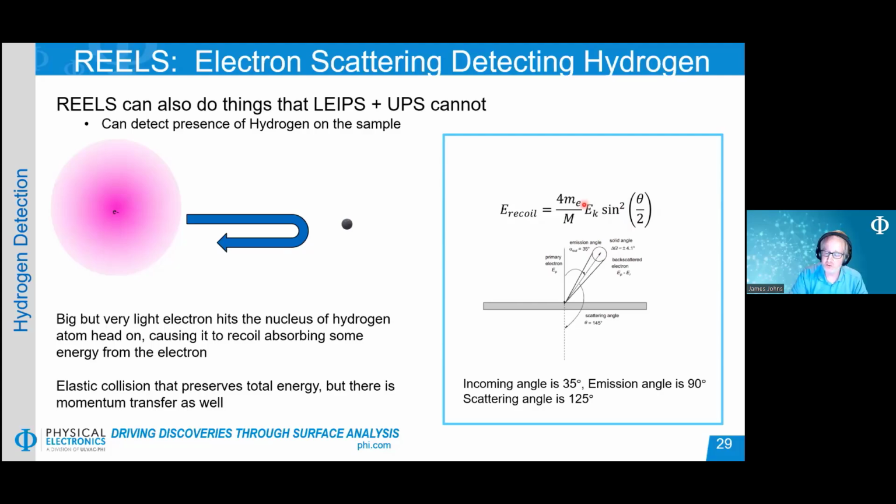So you can detect hydrogen by looking at, there will be an additional feature in your REELS spectrum, and that feature will be energy dependent. And if you go to a higher electron beam energy, you get a larger recoil energy or a larger energy loss for your hydrogen peak, which allows you to identify it unambiguously as coming from a recoil feature as opposed to anything else. It's beyond the scope of this particular talk, but I just wanted to mention it because it's so powerful, and you get it for free when you do REELS.